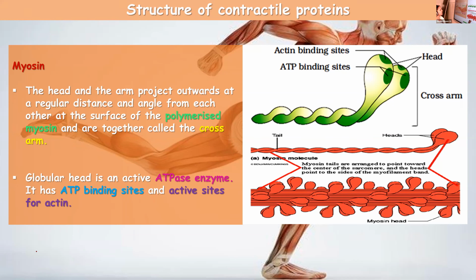One binding site is for ATP, and the other is the binding site for actin. So the globular head has the binding sites for actin and myosin, and the binding sites for ATP; both are present on the globular head. Actin binding sites are those specific sites with the help of which myosin gets attached to actin. And ATP binding sites are meant for binding with ATP.